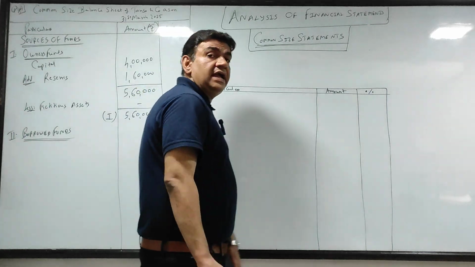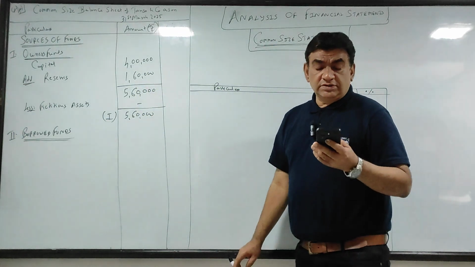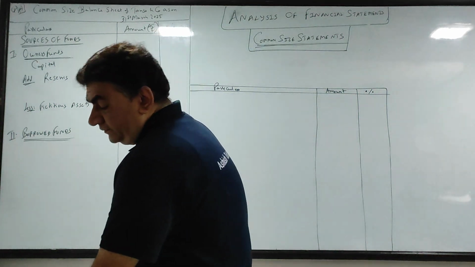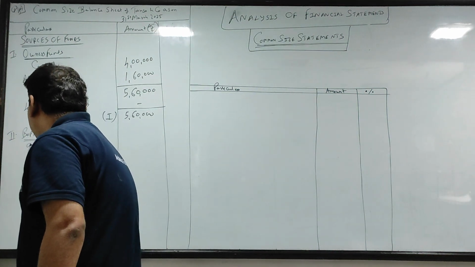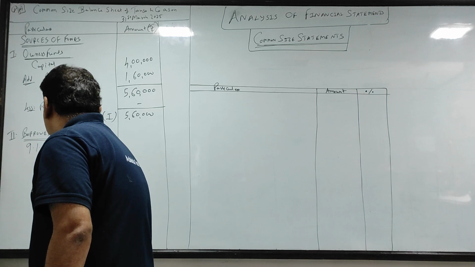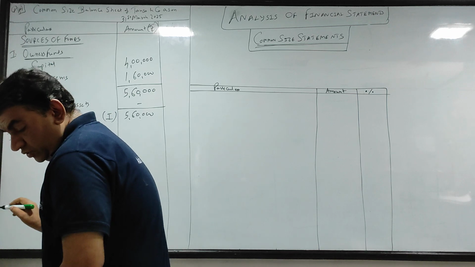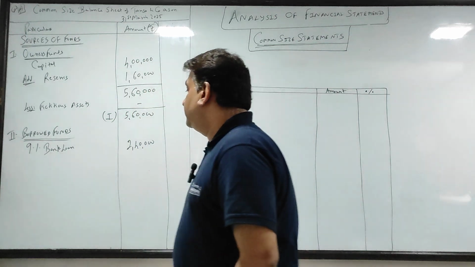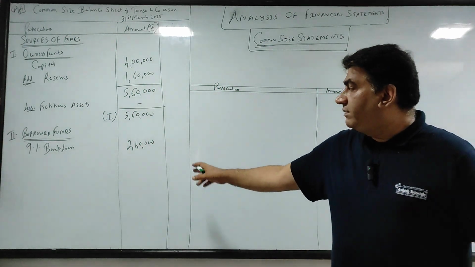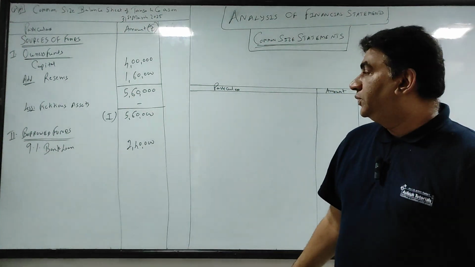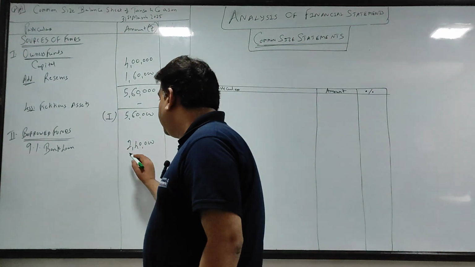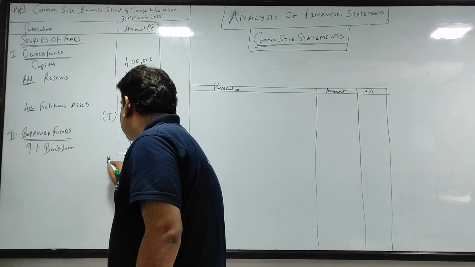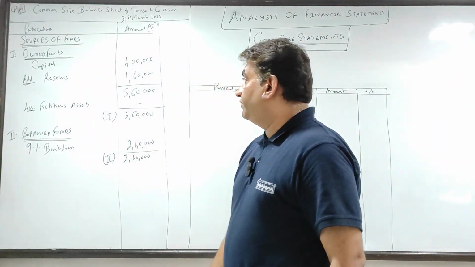Borrowed funds. Borrowed funds means किसी और से borrow किया है. How much is it? 9% bank loan. So that is a liability for us. So 9% bank loan. There's only one, so 2,40,000. If there was more than one, we would have kept one below the other and made the total as 2. Now this is the only item, so 240. This becomes borrowed funds.